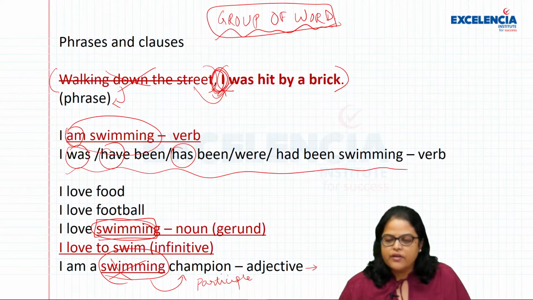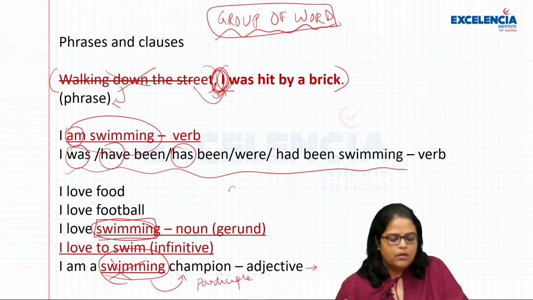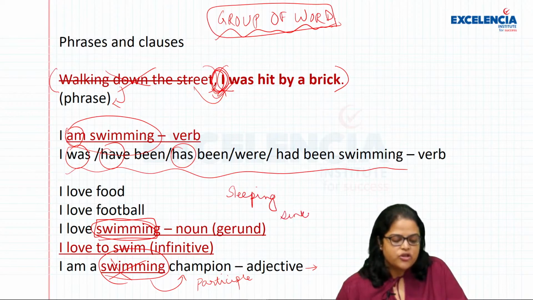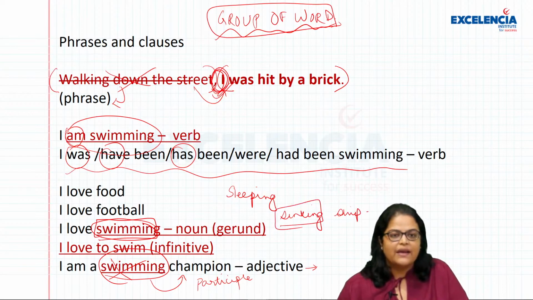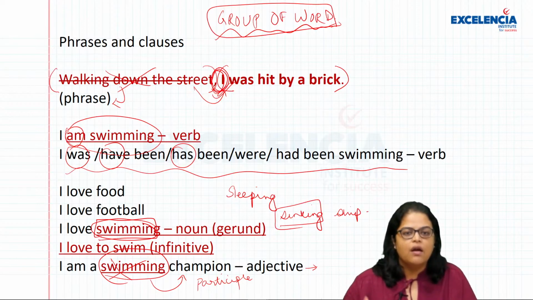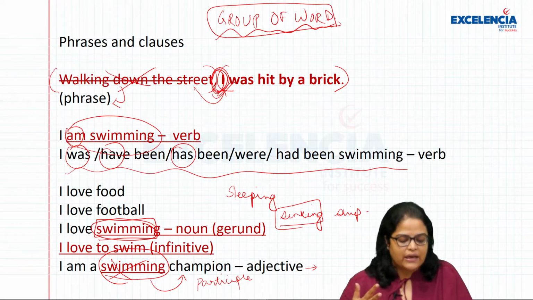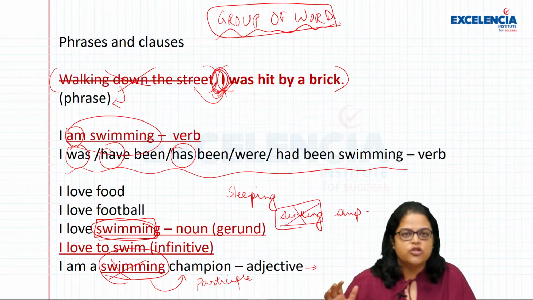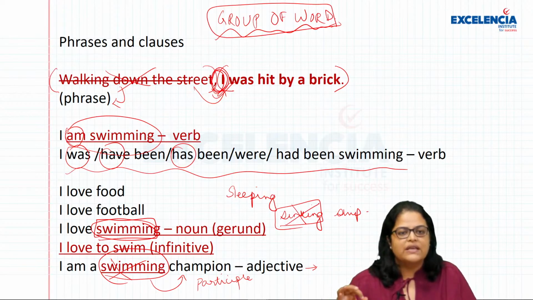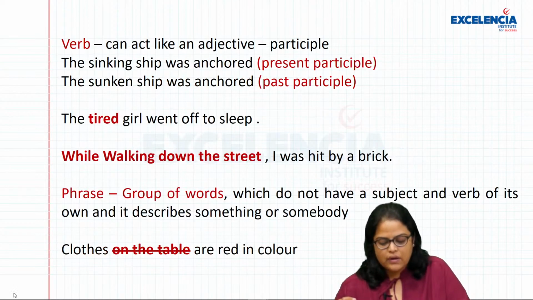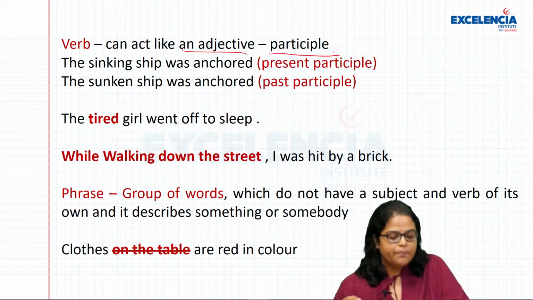Tell me something, Shrikant, if I say that the sleeping beauty was woken up, what is sleeping acting like there? Adjective. If I say the sinking ship was anchored, same thing, sinking is acting like an adjective. The ship was sinking, verb. But the sinking ship was anchored, sinking is just acting like an adjective. I can delete this and just say the ship was anchored. So when a verb acts like an adjective, it's called a participle.